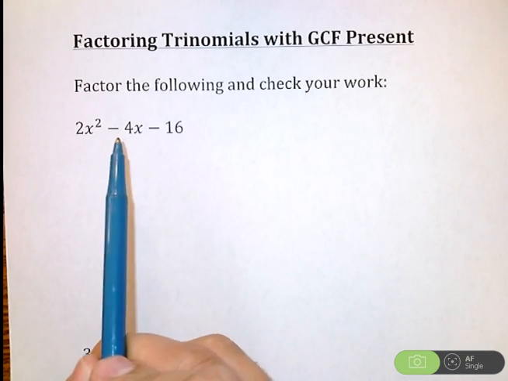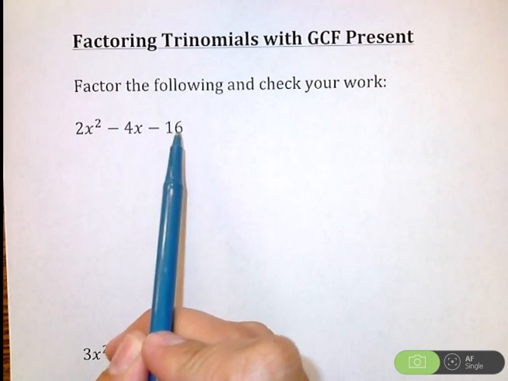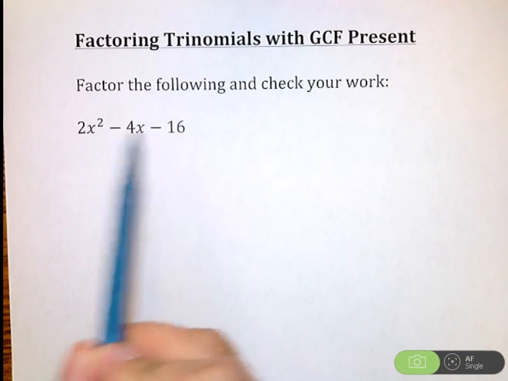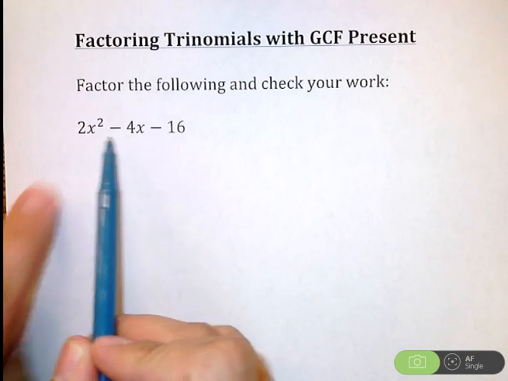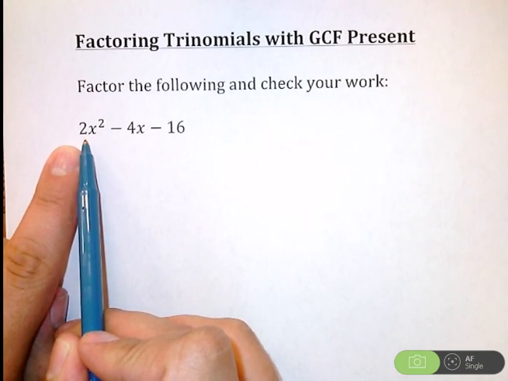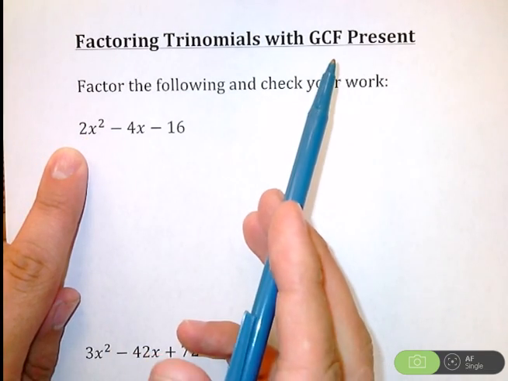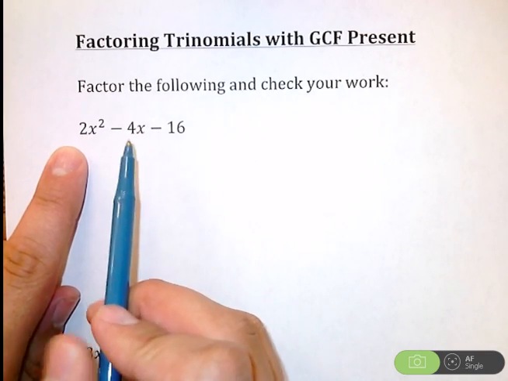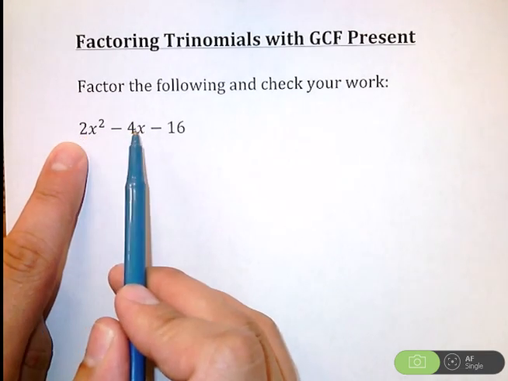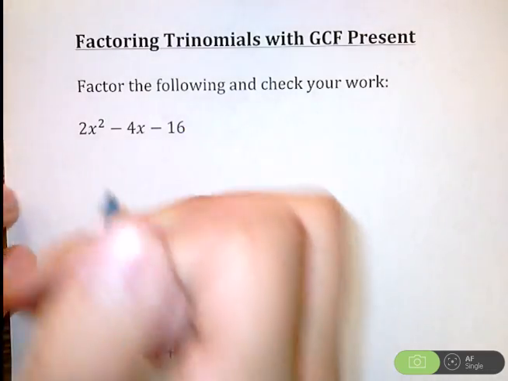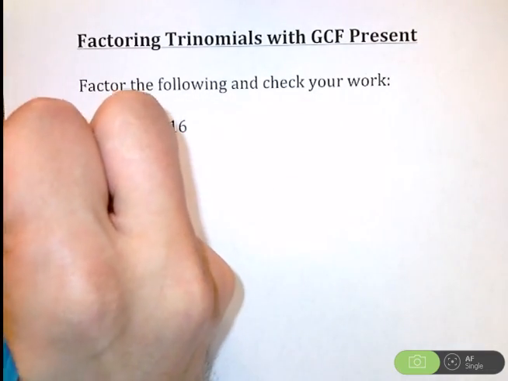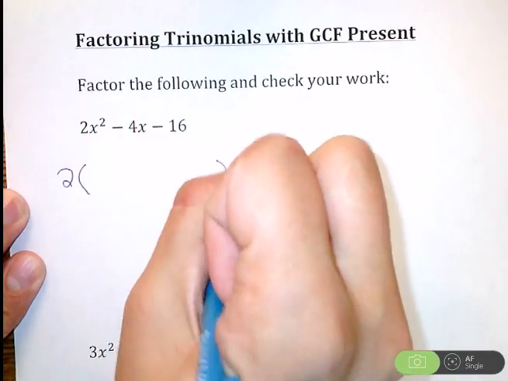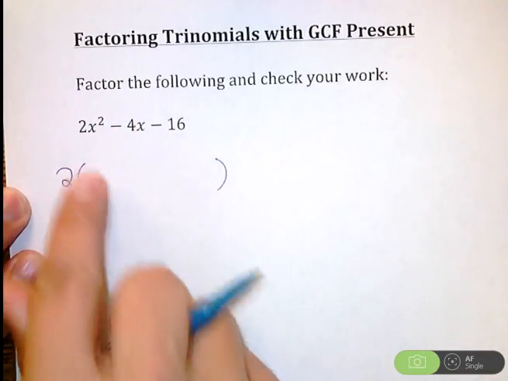So here we have 2x squared minus 4x minus 16. We would like to factor this. And what's different about this one from previous ones is all of a sudden now we have a 2 out front. But a GCF is a greatest common factor. So we're looking to see is there something all three of these have in common. Well, if you look at the numbers, I have 2, -4, -16. All of these numbers can be divided by 2. So what we're going to do is divide everything by 2 and see what happens.